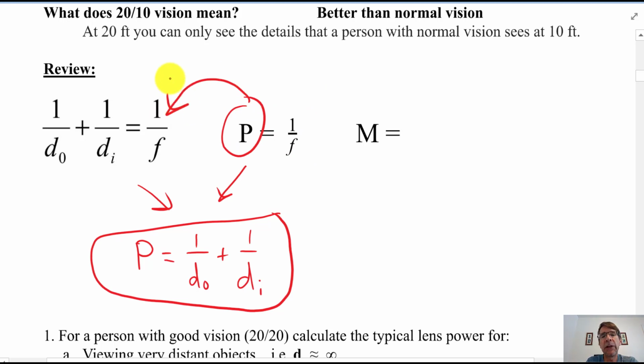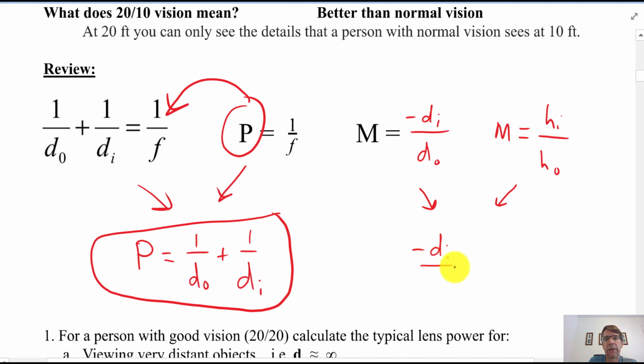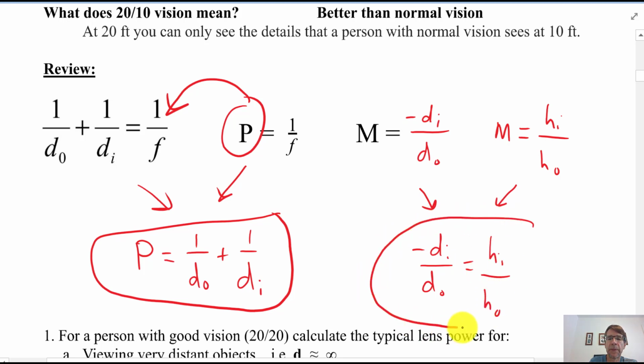Now magnification, there's two equations: negative d sub I over d sub O, and I use capital M, the book uses lowercase m, it doesn't matter, and h sub I over h sub O. If you put those two together, it's going to be useful to have negative d sub I over d sub O equals h sub I over h sub O. So you're going to see me use that equation. It's not really anything new, but it's probably better to put these equations in this form. It's going to be a little bit more useful.